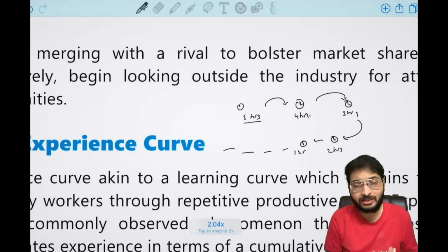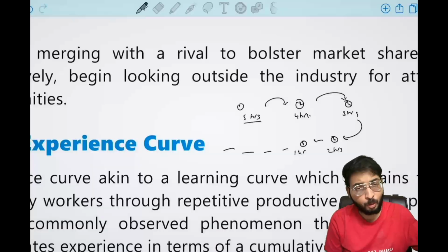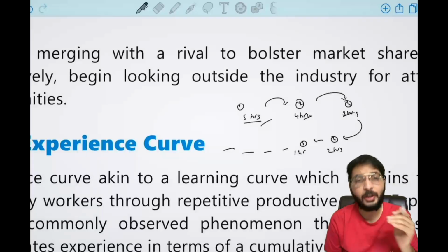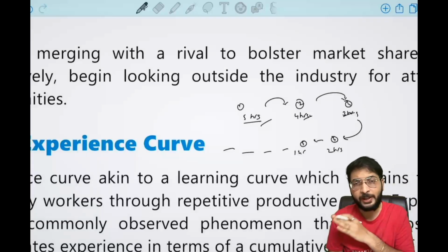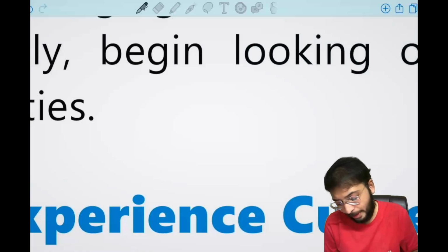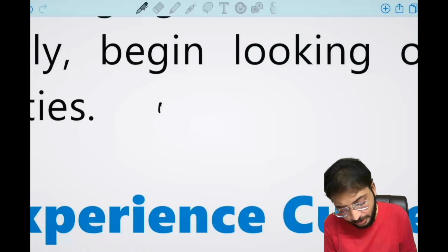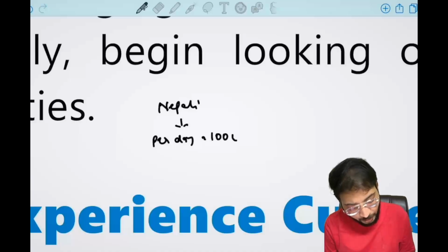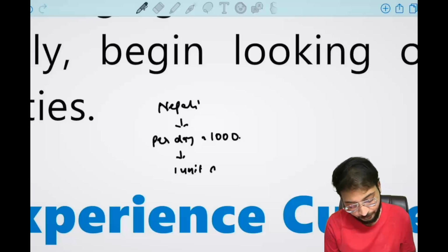Now, what is this called? Once time passes and you're doing the same product or the same work repetitively, the time per unit will be reduced, and ultimately the cost will also be reduced. How the cost will reduce is, say you appointed a Nepali guy, and you're paying him 1,000 rupees per day. Now the same person is manufacturing 1 unit a day.